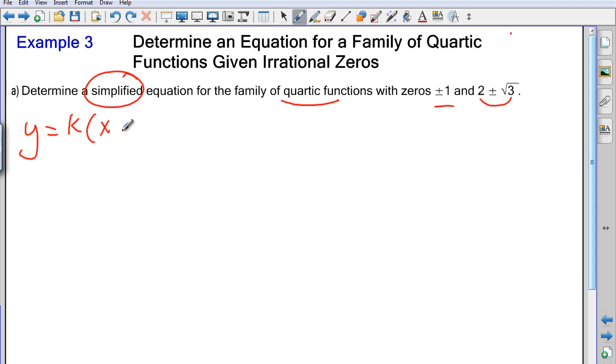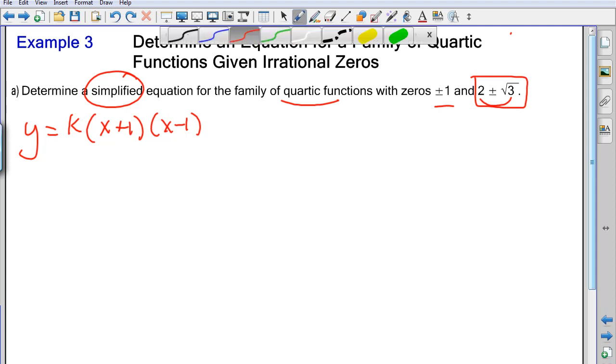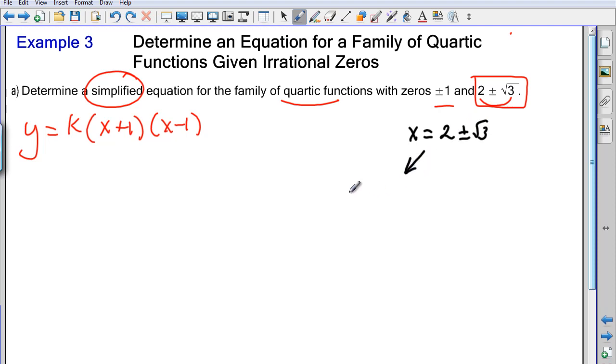And we can see that the first two factors are x plus 1 and x minus 1. The next part of this is a little bit tricky. We're working with 2 plus or minus √3. So one method of making this a little bit more straightforward is to write out the x-intercepts. x equals 2 plus or minus √3. And now that divides into x minus 2 minus √3 equals 0, and x minus 2 plus √3 equals 0.